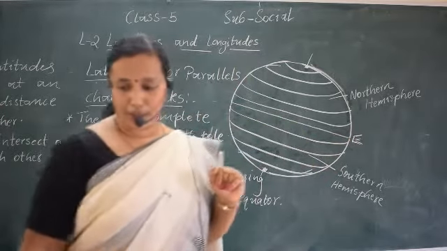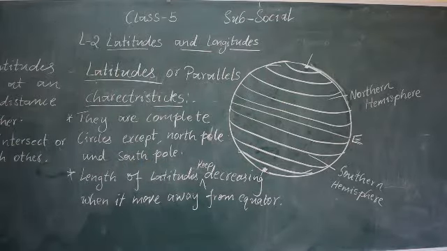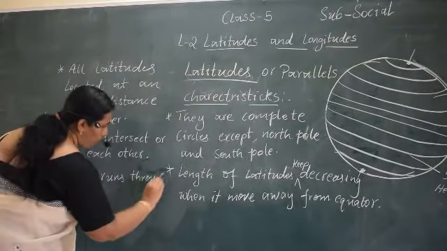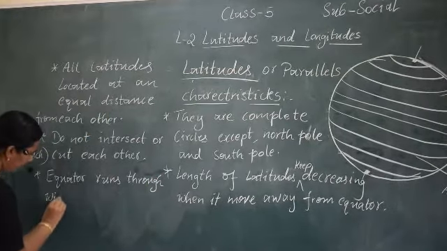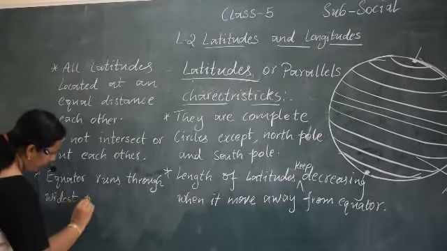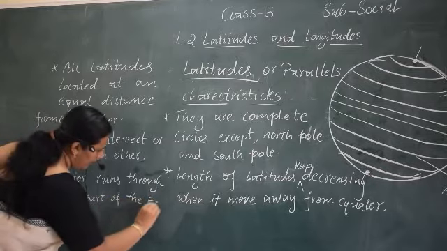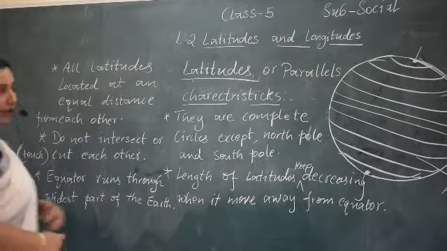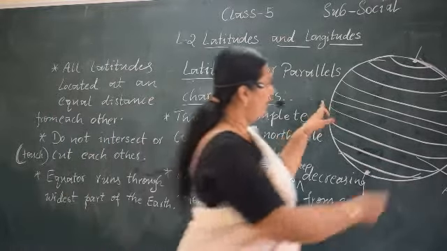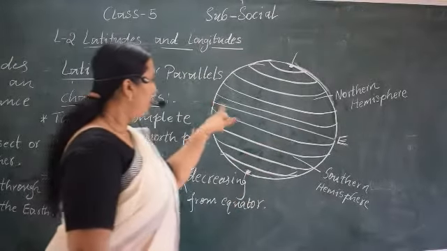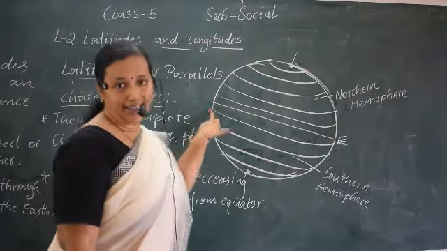Okay, children. So equator runs through the widest part of the earth. Hope everyone understood about this. This is the widest part of the earth, that is the equator line, the important parallel or latitude.